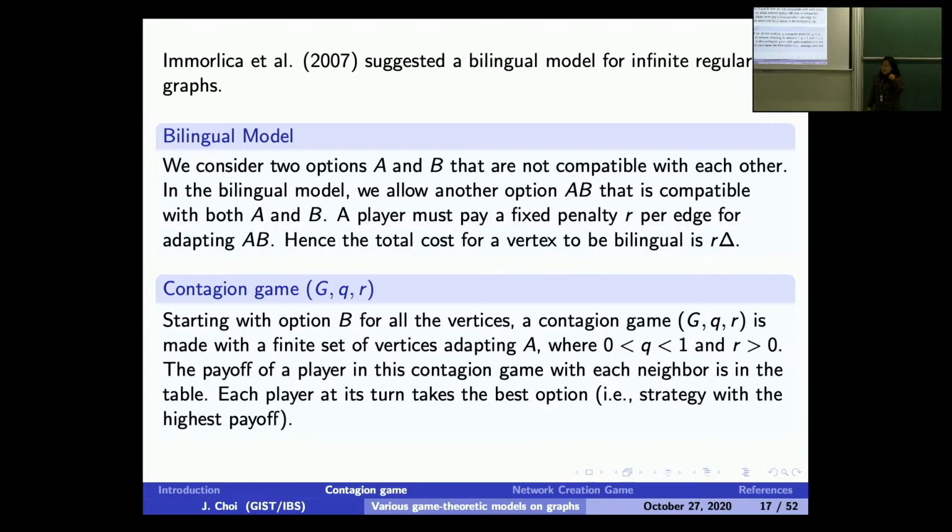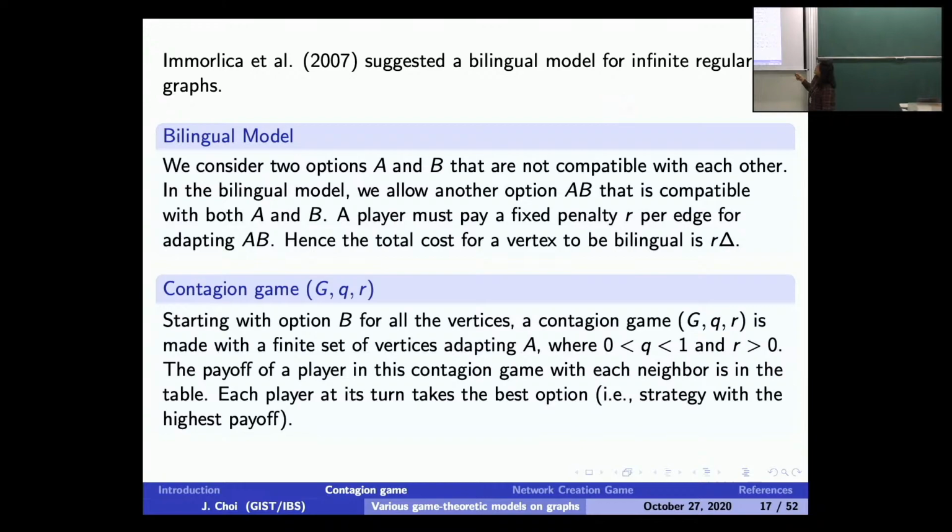So that was the motivation from the simpler basic model. And now we slightly add one more option. Zimorica et al. in 2007 suggested a bilingual model. From the name, you can already imagine how this will work. The bilingual model considers two options, A and B, that are not compatible with each other, so they couldn't communicate. But in the bilingual model, we allow another option, the bilingual option. So AB can communicate with A, and AB can communicate with B as well, with both A and B. But things are not so easy all the time. To take this option, you have to pay something, right? A player must pay a fixed penalty or a fixed cost for learning two languages.